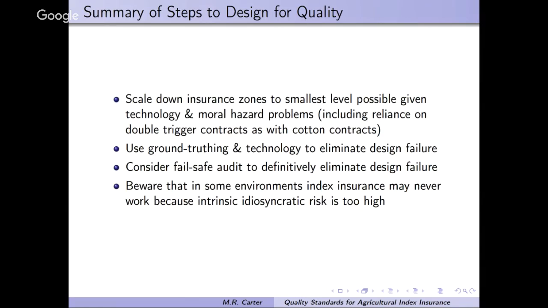I think we need to consider backup fail-safe audits so we don't actually hurt farmers. And if we've done a good job designing contracts, the cost of that fail-safe audit should not be too high. And the final point I made here is sort of the Nepal point. We simply need to be aware that in some environments, the nature of risk is such that index insurance is just not going to work. The idiosyncratic risk element is simply too high, and no contract will work.